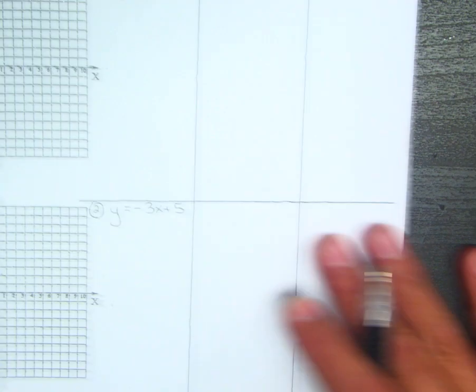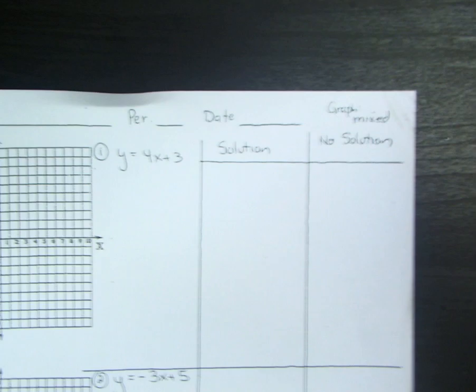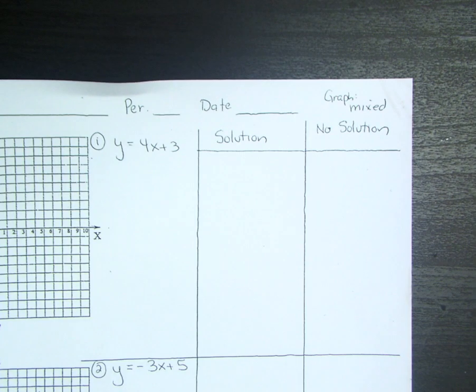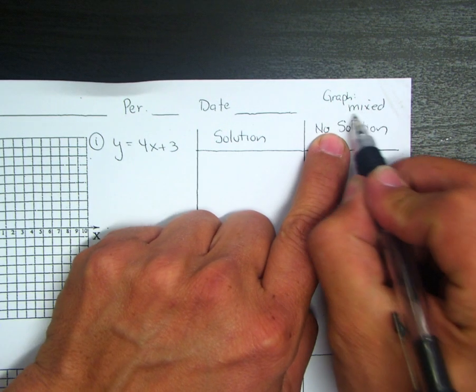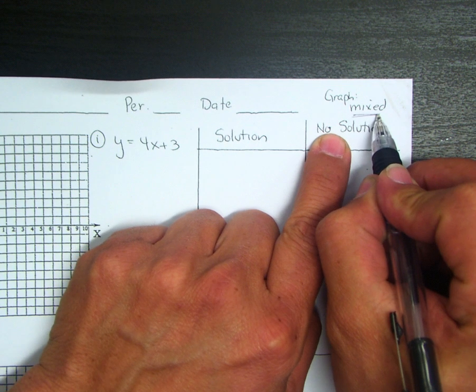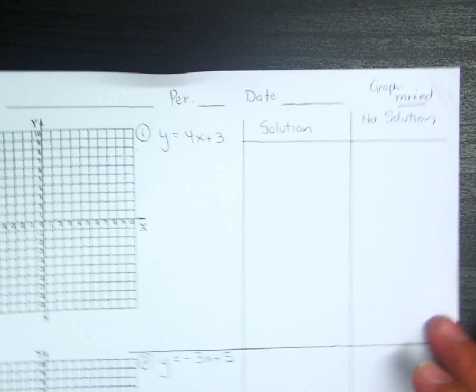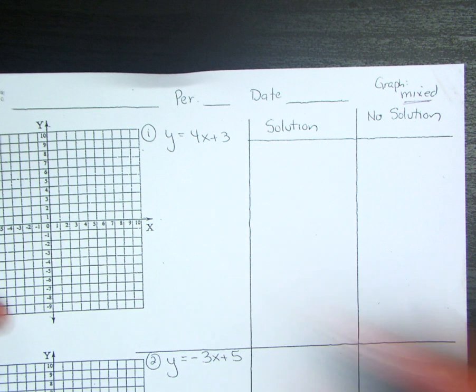All right, so I'm not going to use music this time. So this is graph, and I mixed the equations up. There are some positive, negative fractions, all those sorts of things.